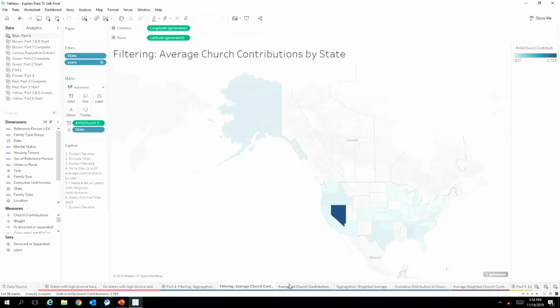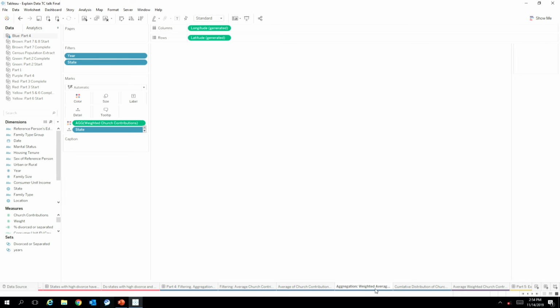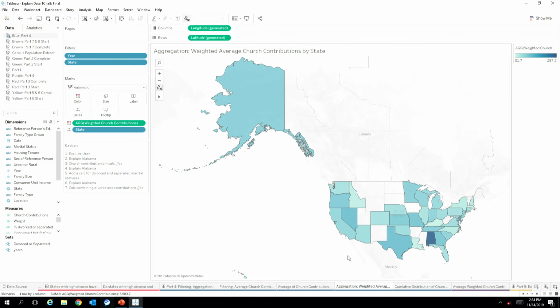All right. Let's look at another evolution of this visualization here. So in survey data, when you survey an individual, that person represents about 15,000 other Americans.